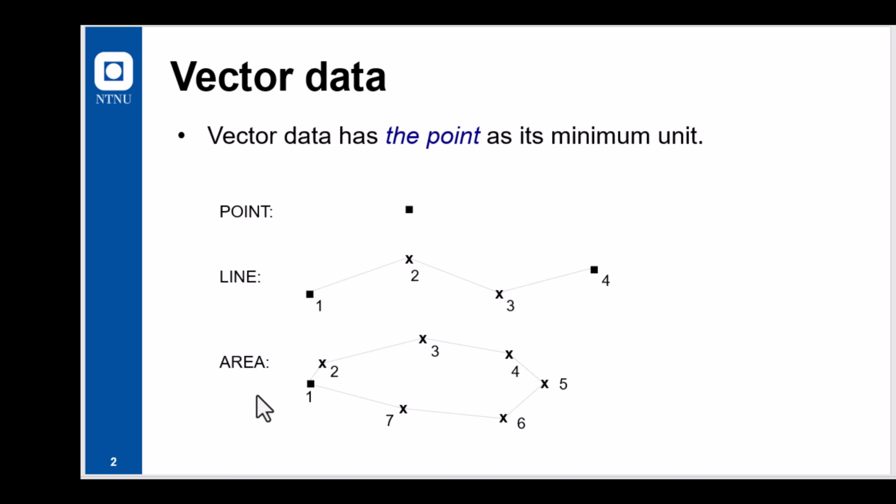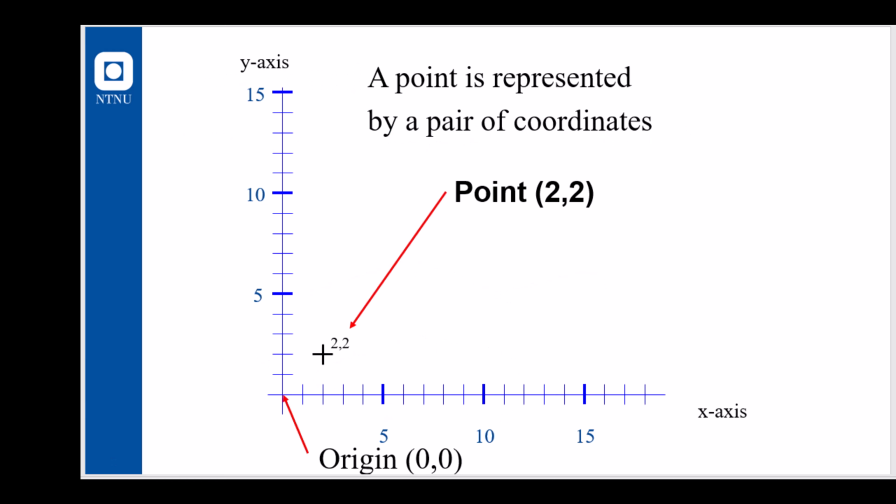A polygon, or an area, is one closed line or a collection of lines that encloses an area. A line is a collection of points that constitute a line. So no matter which type of geometry in vector data, the point is the minimum unit. The most important characteristic of a point is its location, given by a pair of coordinates. Coordinates can be given by spherical coordinates like latitude and longitude, or as here, according to a Cartesian coordinate system.